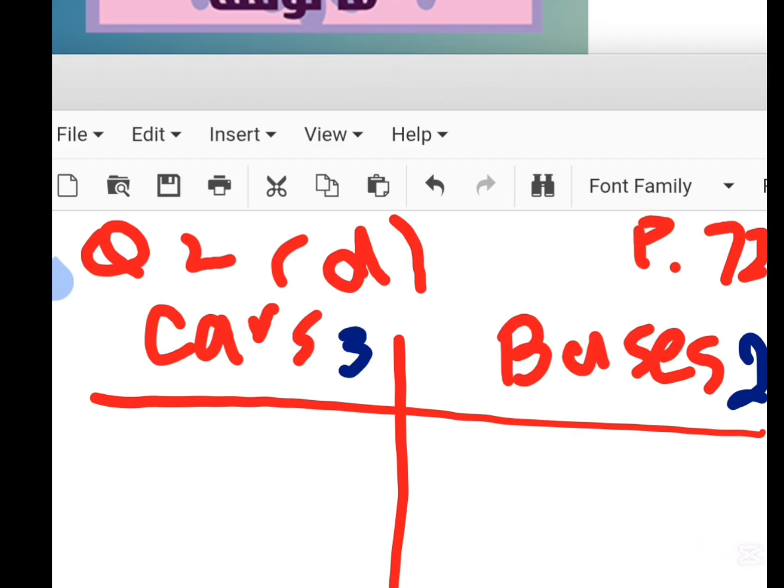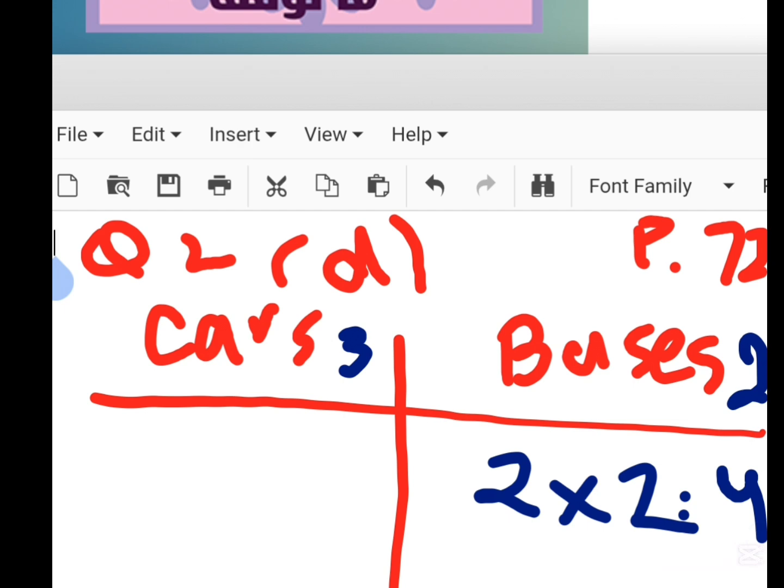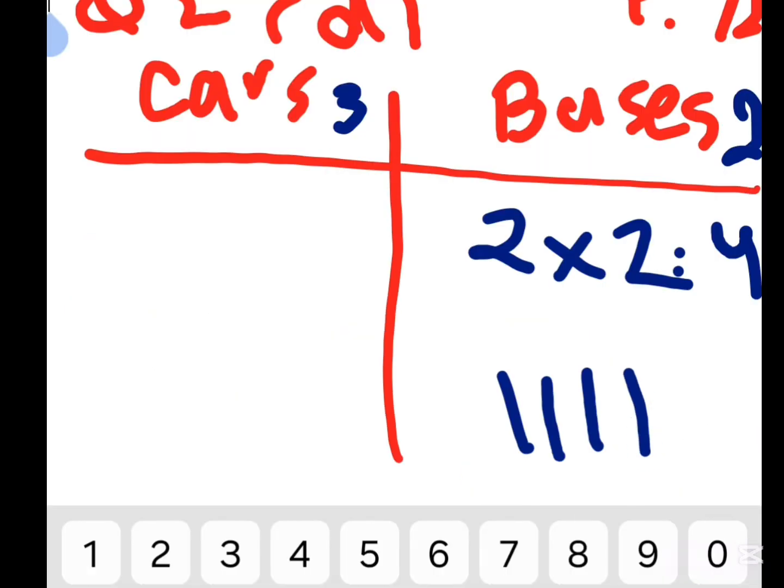Read the question again. What if there are double the number of buses? If we double the buses, what will we do? 2 multiplied by 2, it becomes 4. And how will we write it in tally? 1 2 3 4. In a similar way, it is written to double the number of cars.